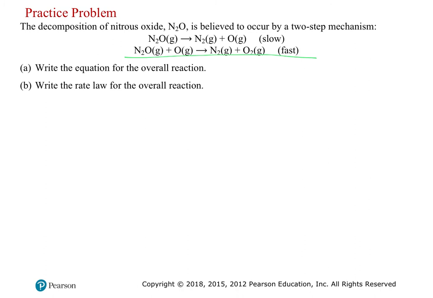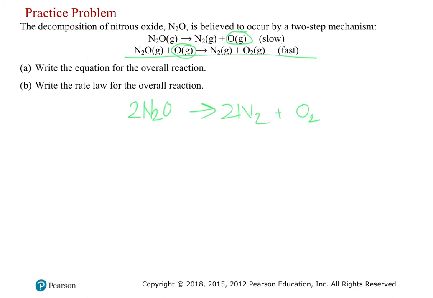So let's identify our intermediate here is oxygen. So that's going to go away. So we're going to add up everything on the left side and then add up everything on the right side. So we have 2 nitrous oxide goes to 2 nitrogens plus an oxygen. Does that work out experimentally, like with stoichiometry? Yes, it's balanced. We don't have any intermediates there, so it looks legit.